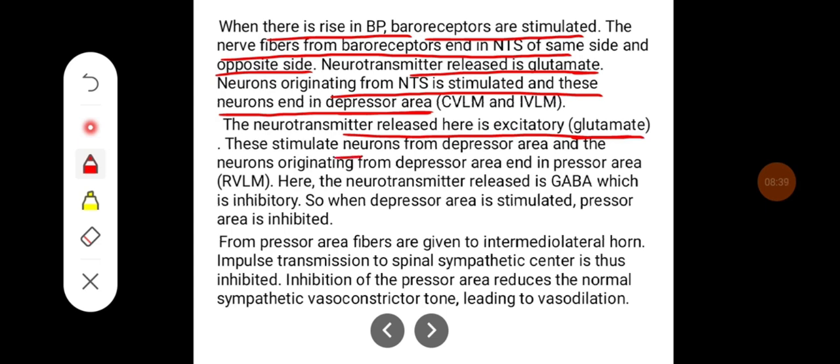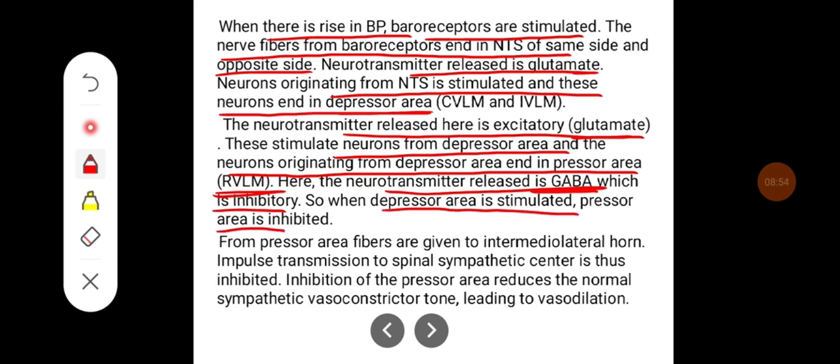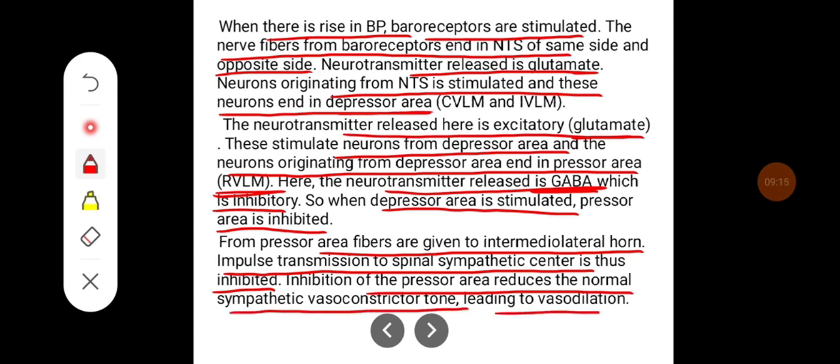These stimulate neurons in the depressor area, and the neurons originating from the depressor area end in the pressor area, that is, in RVLM. Here the neurotransmitter released is GABA, which is inhibitory. So when the depressor area is stimulated, the pressor area is inhibited. From the pressor area, fibers are given to the intermediolateral horn. Impulse transmission to the spinal sympathetic center is thus inhibited. Inhibition of the pressor area reduces the normal sympathetic vasoconstrictor tone, leading to vasodilatation.